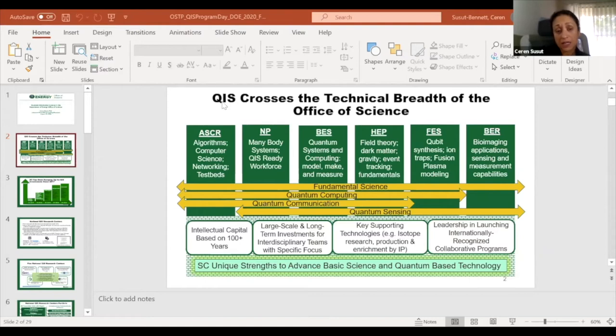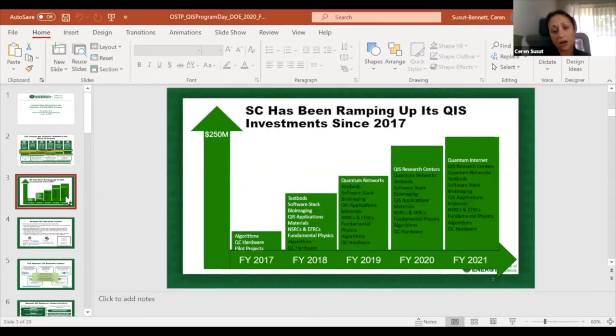So again, just to show you the journey here, prior to 2015, the only investments that we had in quantum information science were through pilot projects or somewhat side projects in other programs. And we started our real programs in 2017 with investments in algorithms and quantum computing hardware and some pilot projects. Now, fast forward to fiscal year 2021, our request is approaching almost $250 million per year overall in quantum information sciences.